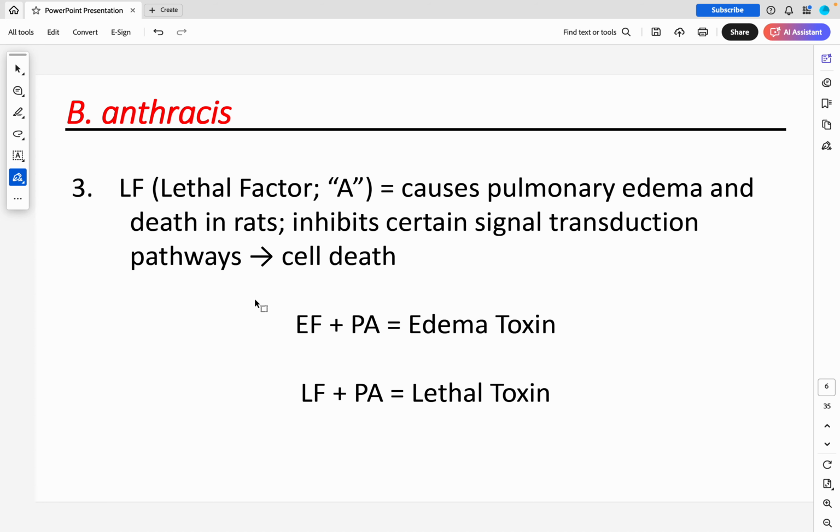LF, lethal factor, causes pulmonary edema and death in the animal model, rats. The toxin inhibits particular signal transduction pathways, contributing to apoptosis and host cell death. The edema toxin is primarily composed of the edema factor and the protective antigen. On the other hand, lethal toxin is composed of the lethal factor and the protective antigen.